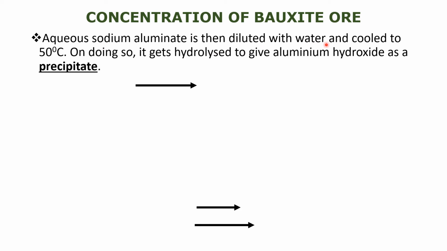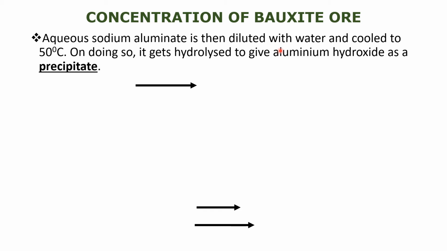So it is diluted with water. So aqueous sodium aluminate will be diluted with water and cooled to 50 degree Celsius. Remember the temperature was 140 to 150 degrees Celsius. So I'm cooling it down. And now see, direct hydrolysis doesn't happen, boys. Okay. Now if you put anything in water, will it get hydrolyzed? No. You have to add a few drops of dilute HCl. You have to also add that, which is not mentioned in your textbook. A few drops of hydrochloric acid is also added to the aqueous sodium aluminate for the hydrolysis to take place.